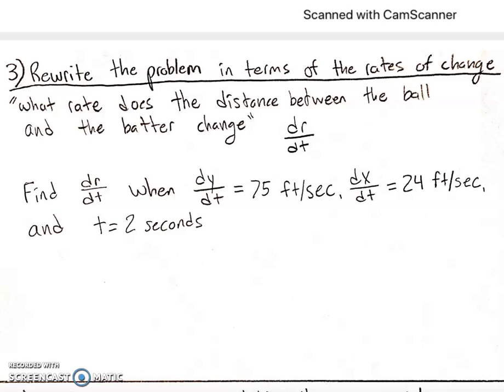The third step is to rewrite the problem in terms of the rates of change. Our goal is to determine the rate that the distance between the runner and the ball is changing at t equal to 2 seconds. I will call the value of that rate dr/dt. Rewriting now, we can say that we are to find dr/dt when dy/dt is equal to 75 feet per second, dx/dt is equal to 24 feet per second, and t is equal to 2 seconds.